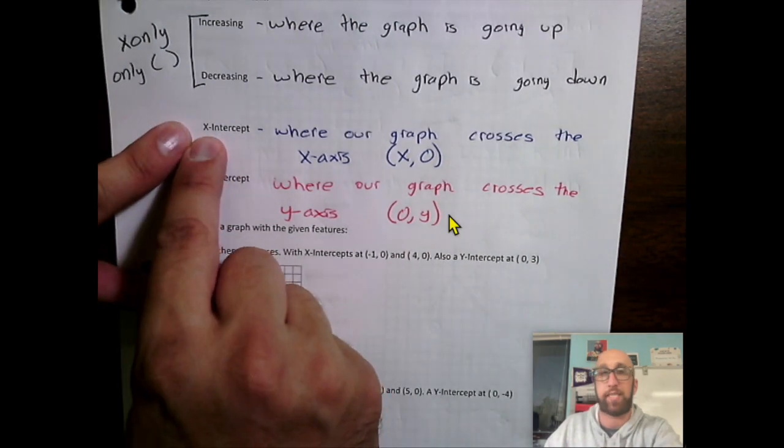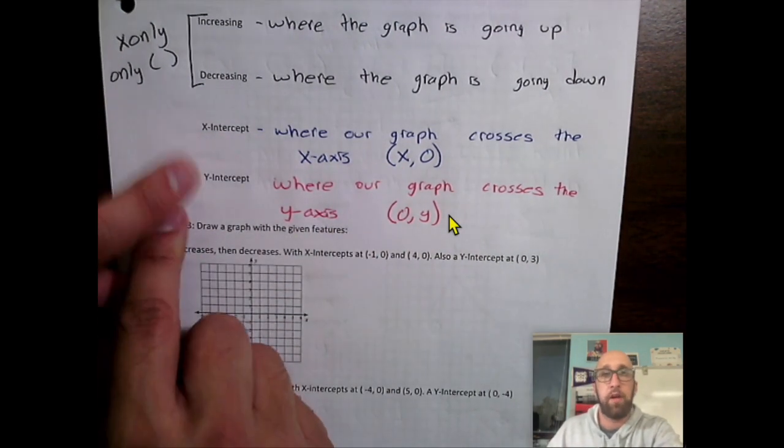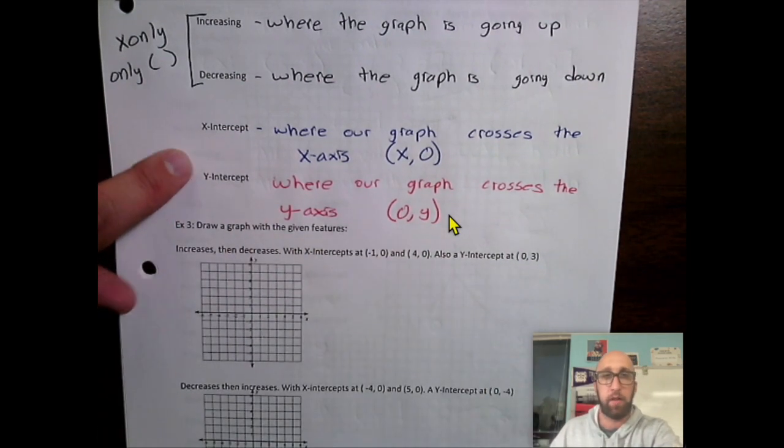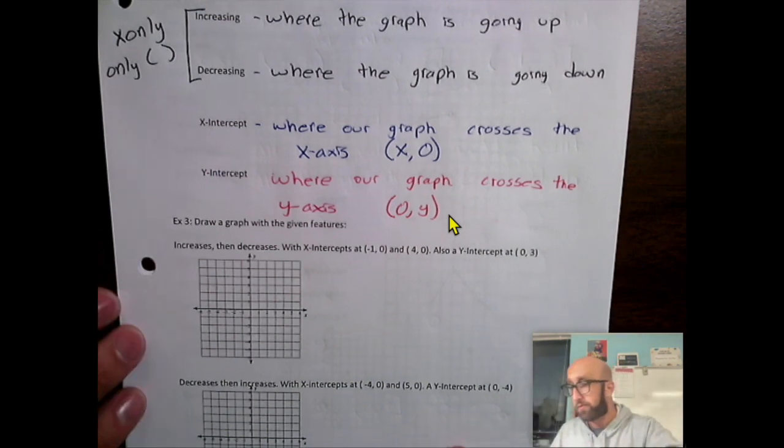So if you're finding an x-intercept, you're finding a number for x. Y is just always 0. If you're finding a y-intercept, you're finding a number for y. X is always 0. So how we're going to start this is we're going to get some information and see if we can come up with a graph. And then we'll go the opposite way. I'll give you a graph, we'll see if we can come up with the information. So let's get to it.